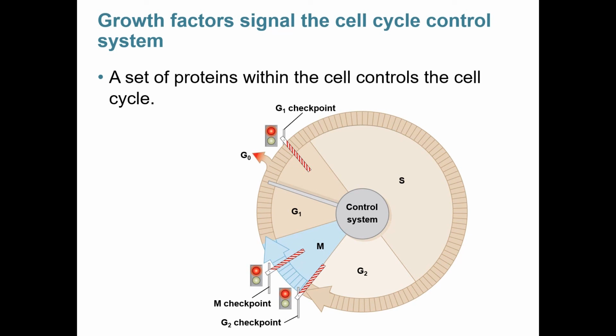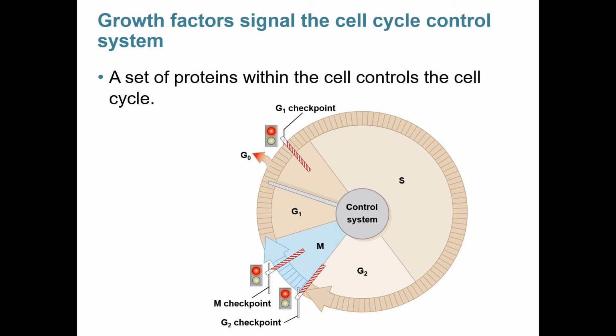The last checkpoint is at the end of M phase, before cytokinesis occurs. This checkpoint primarily exists for the cell to check and make sure that cell division has occurred properly. If it hasn't, it can try again.